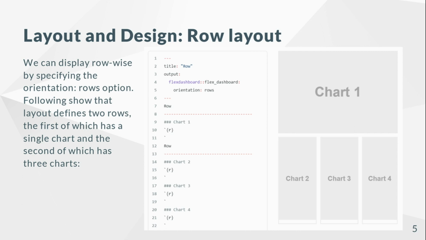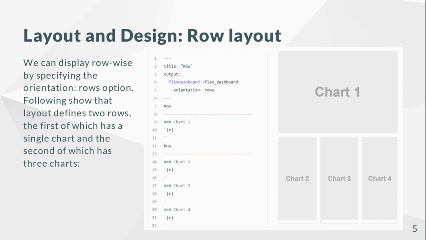The 3 dashes at the beginning and end of the YAML header indicate the start and end of the metadata configuration. Title: Row sets the title of the dashboard to Row. Output: flexdashboard::flex_dashboard specifies that the output format should be a FlexDashboard. Orientation: rows indicates that the dashboard layout will be organized into rows.